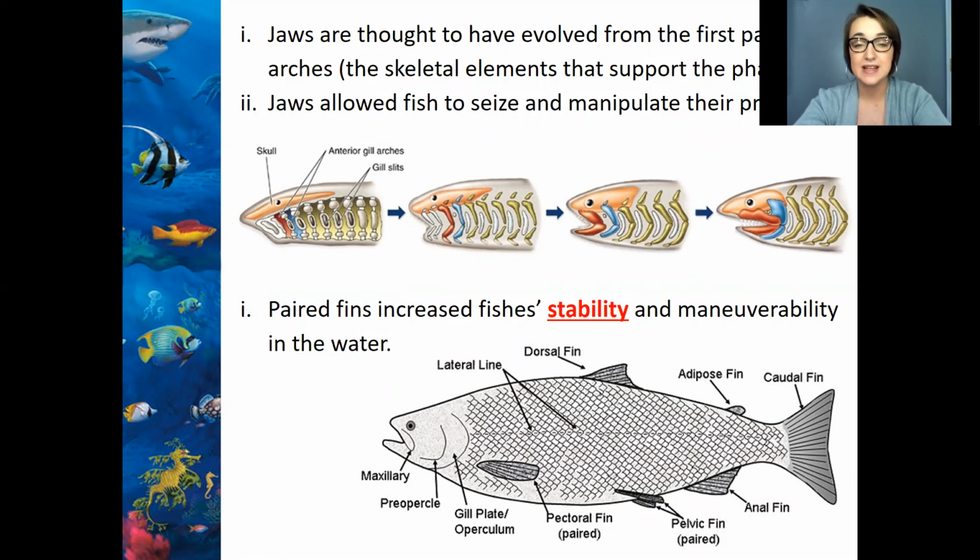Now, paired fins, like I said, are the fins that come in twos, hence the word paired. They're on either side of the fish's body. So this can be those pelvic fins, this can be those pectoral fins. These help the fish have a lot more stability in the water, not to mention speed and also maneuverability. So they can turn on a dime now because they have these paired fins, as opposed to having that eel-shaped body.